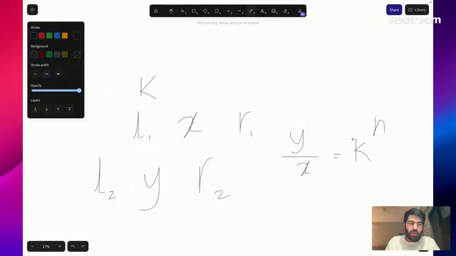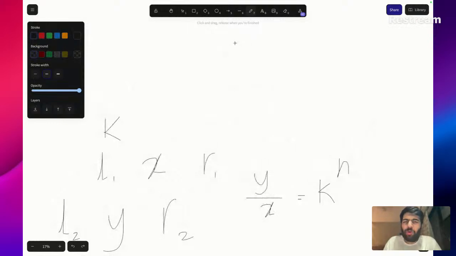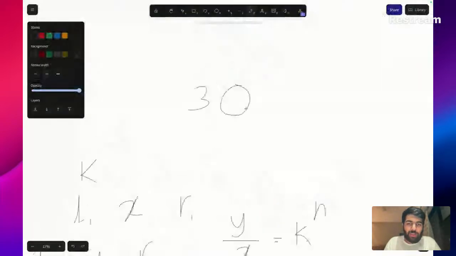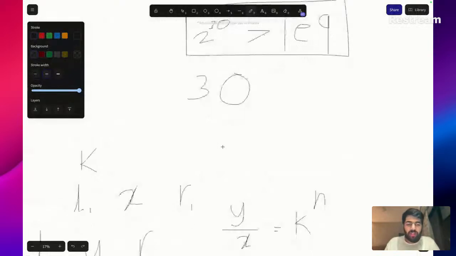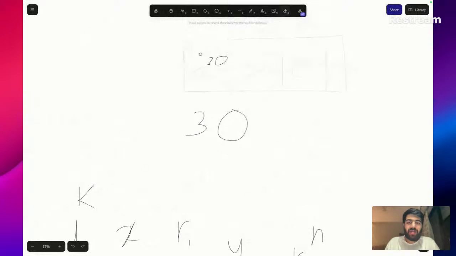Okay, so not that hard. The first observation you make is that there can be at most 30 or so of these powers, because my R2 and R1 go up to 1e9. If my base k is 2, then 2 raised to 30 is greater than 1e9, if I'm not wrong. So at most 30 to 33 powers. That is our first observation, so we can iterate on each one of them.